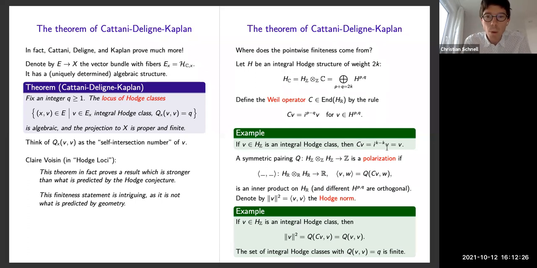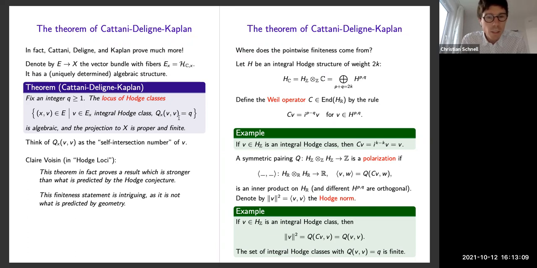And then the condition to be a polarization is just this one, that if I take this pairing and I change the signs on all the entries by this Weyl operator, then I get a positive definite inner product. Okay, so the original pairing is sometimes positive definite, sometimes negative definite. And if I change the signs according to this i to the P minus Q, then I get something positive definite. And then I get a norm called the Hodge norm by just pairing a vector with itself. And so you see, if I have an integral Hodge class, then the value of the pairing is actually equal to the value of the norm, because the norm is Q of CVV. And since V is an eigenvector for C, that's the same as Q of VV.